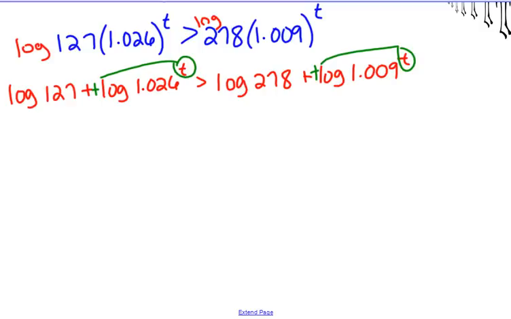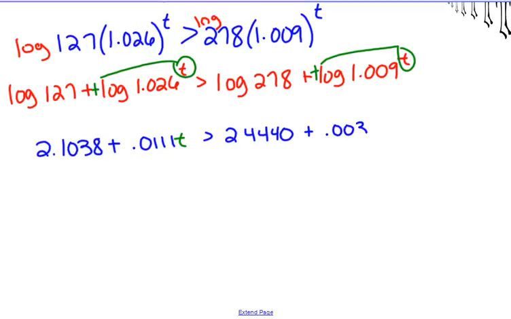So I'm going to punch in the log of 127, and I'll get 2.1038 plus the log of 1.026, which is 0.0111, and then I'll have that t behind it. I'm putting it behind now because I have a decimal there. And then is greater than the log of 278. When I punched that in my calculator, I got 2.4440 plus, and I punched in the log of 1.009, and I got 0.0039. Then I'll put that t behind that.